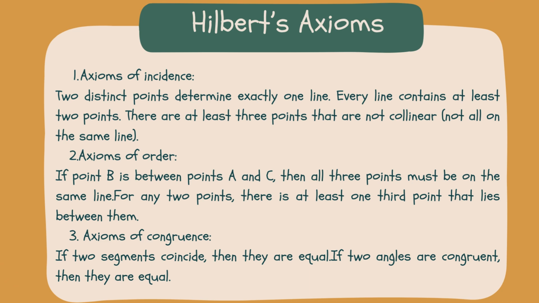Axioms of order. If point B is between points A and C, then all 3 points must be on the same line. For any 2 points, there is at least a third point that lies between them. Axioms of congruence. If 2 segments coincide, then they are equal. If 2 angles are congruent, then they are equal.